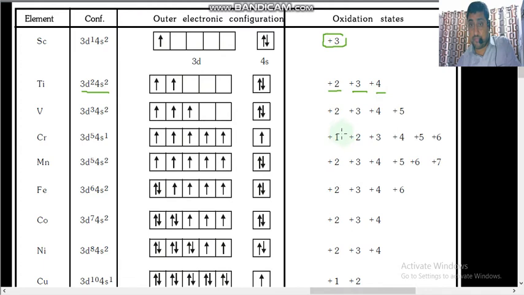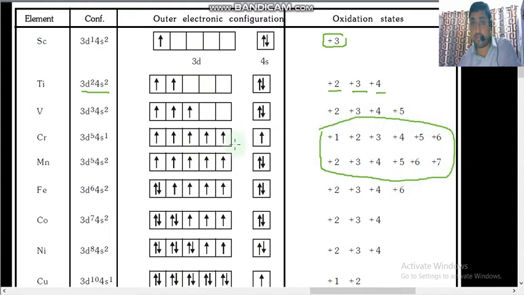Similarly, you see more and more, and the highest number of oxidation states you will find in the middle, in the case of chromium and manganese, where there is a large number of d subshell electrons, 5 d electrons in each, and then the s electrons. In chromium, 6 total electrons, in manganese, 7 total electrons. So manganese has the highest oxidation state up to +7, and chromium is up to +6.